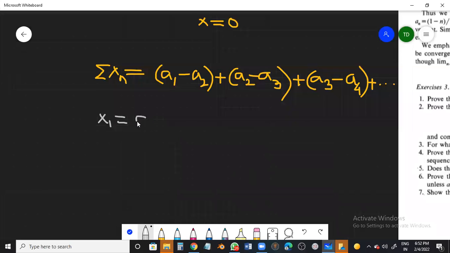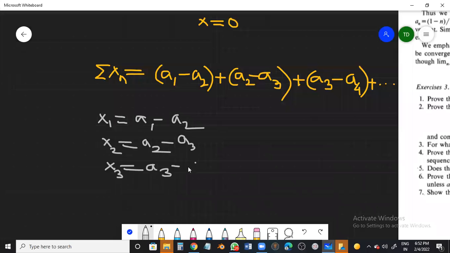A1 minus A2. Yes, it is A1 minus A2. X2 is A2 minus A3. X3 is A3 minus A4. So now you are in a position to generalize it. What is Xn?